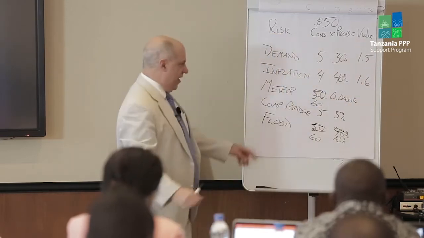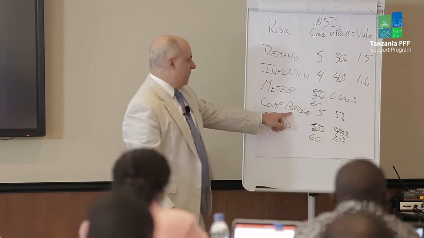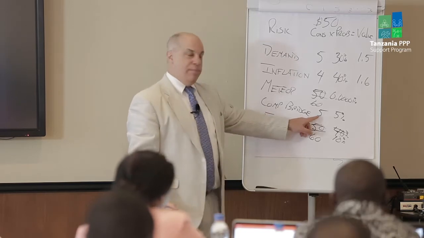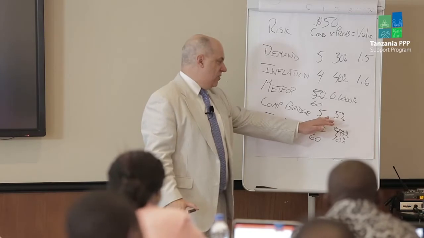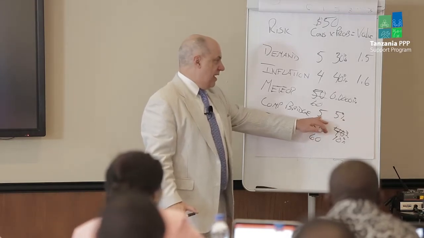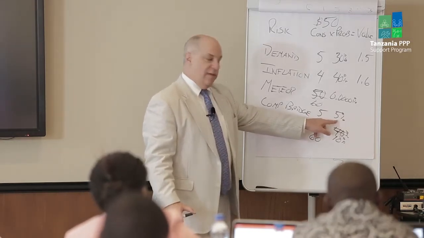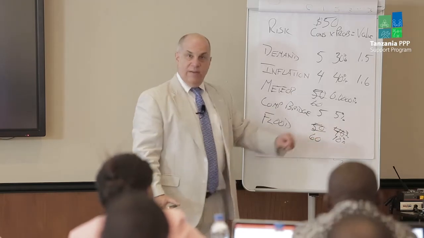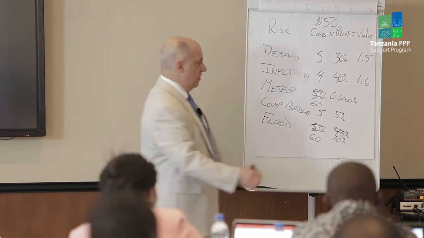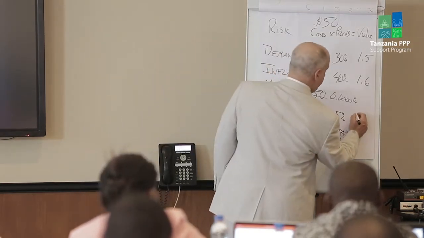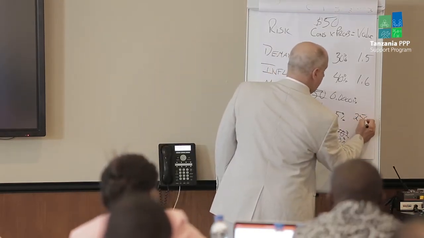We'll get to the meteor in a second. I'm going to need somebody with a calculator. If the government's going to build a competing bridge, and we're saying if they build a competing bridge, the consequence is 5 million, 5%, what is the value of that risk? It's going to be $250,000.